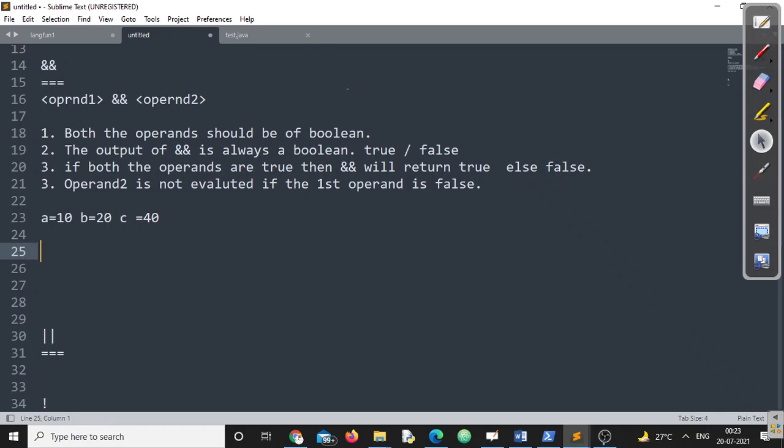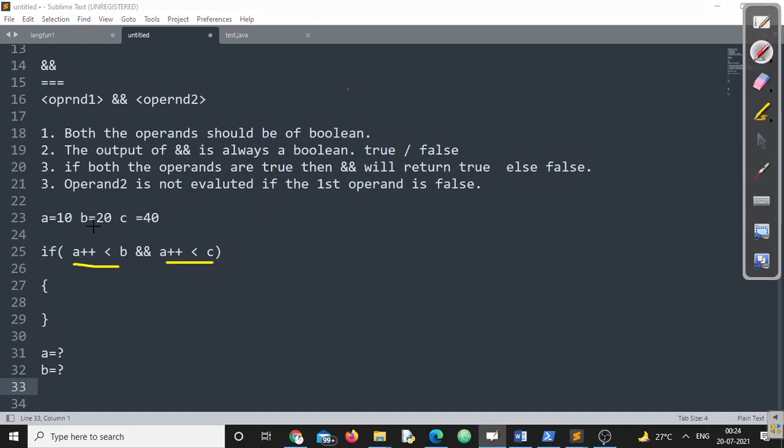Suppose I am writing here, can you please tell me, if I am writing A plus plus less than B and A plus plus less than C, remember this point. Can you tell me what will be the value of A and what will be the value of B here? Let us execute. Can you tell me what will be the value of this one?